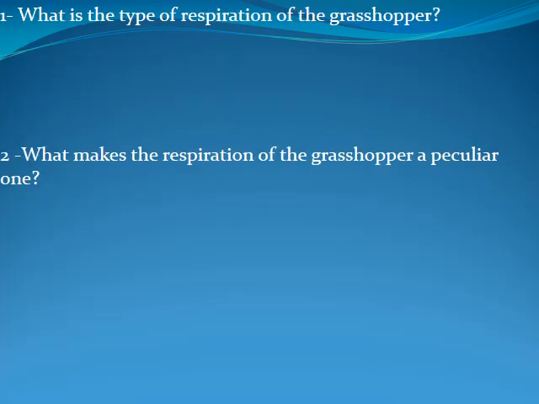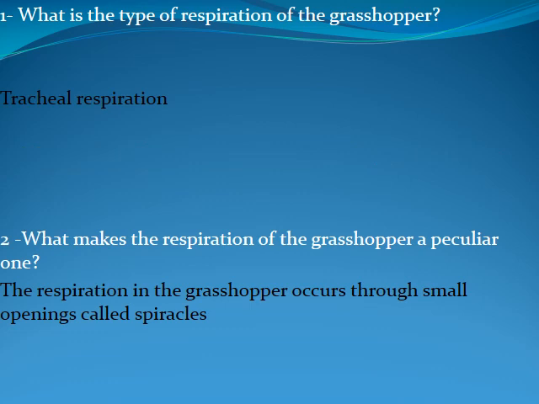Let's start with question number 1. What's the type of respiration of the grasshopper? 2. What makes the respiration of the grasshopper a peculiar one, which is a special one? So, the type of respiration of the grasshopper is a tracheal respiration, where it breathes through trachea. It's the type of insects. 2. What makes the respiration of the grasshopper a peculiar one? The respiration in grasshopper occurs through small openings called spiracles, which make it a peculiar type of respiration.